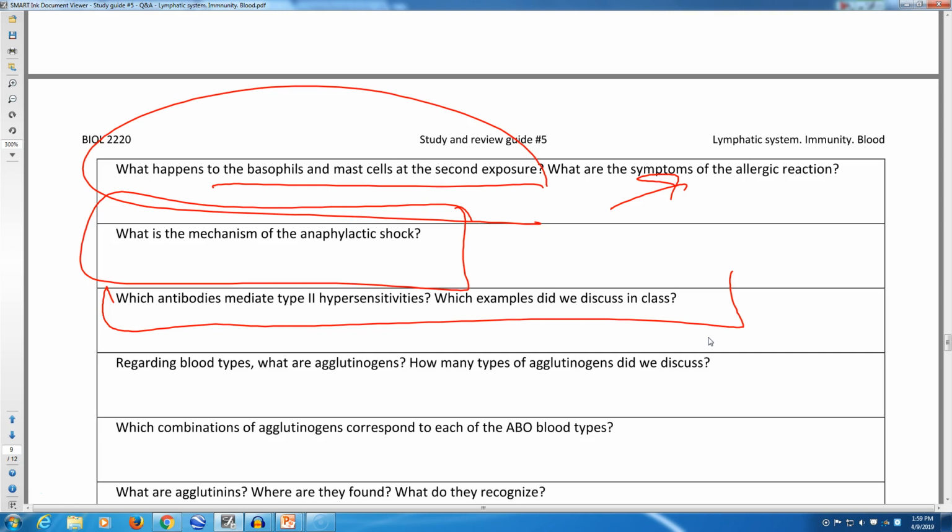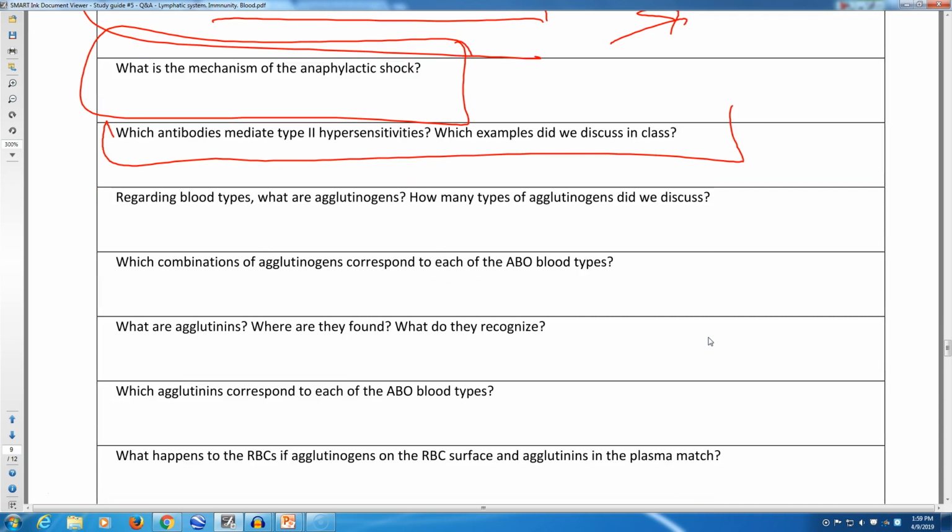Remember that agglutinogens are on the surface of the red blood cells. Agglutinins are in the plasma. Mutually exclusive, meaning that a patient with AB blood has no agglutinins in the plasma. The patient with O blood has both anti-A and anti-B agglutinins in the plasma.